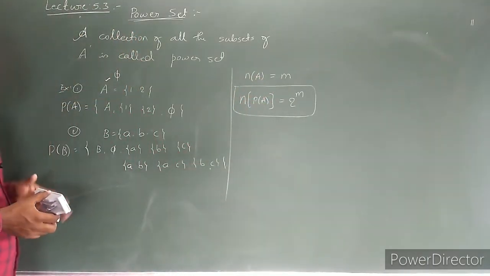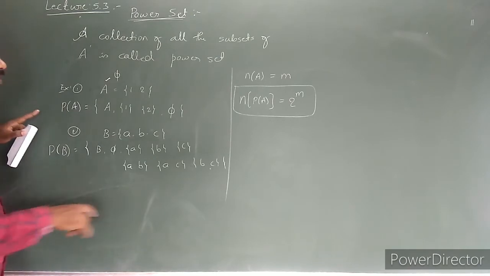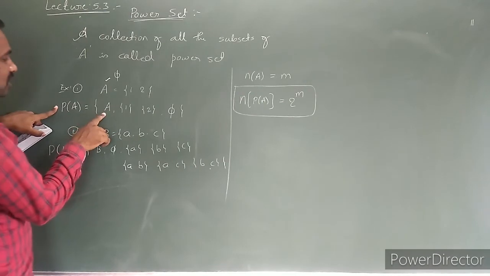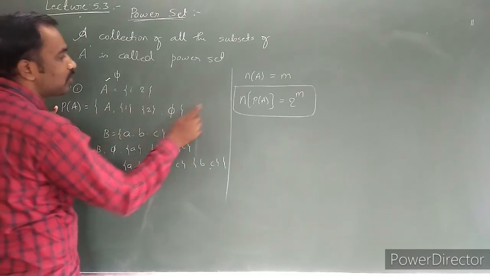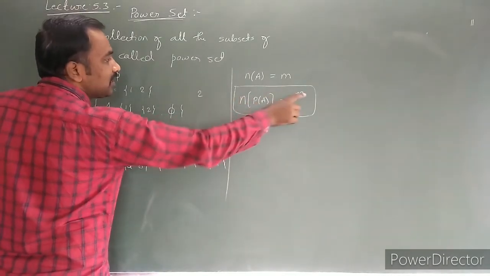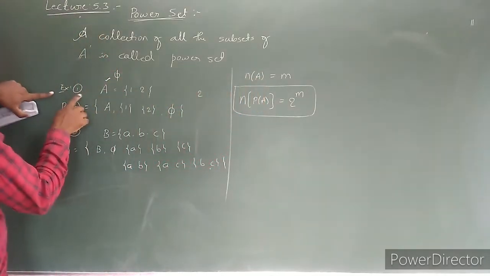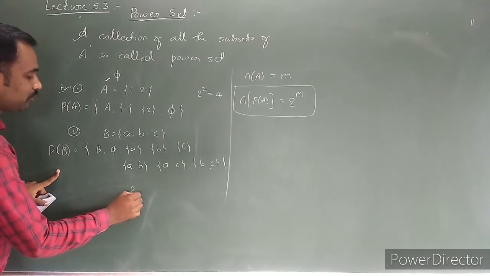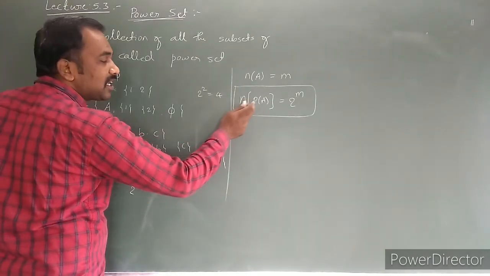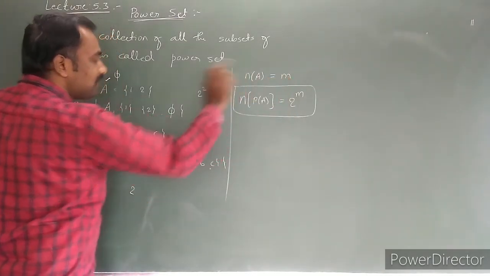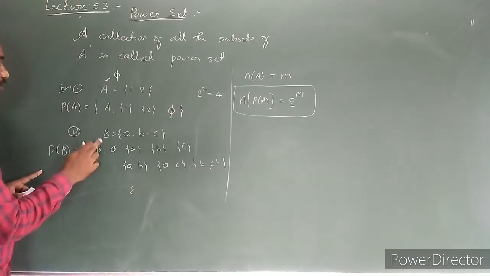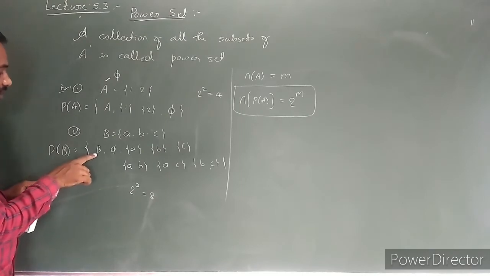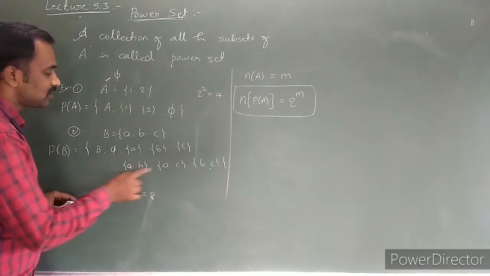Come to the previous two examples. I need to find the number of elements present in a power set. How many elements are present in the power set? 1, 2, 3, 4. The formula is 2 power m, where m is the number of elements in set A, which is 2. 2 squared is 4. Come to this one: n of P of B is 2 power m, where m is n of B. What is n of B? The number of elements in set B is 3. 2 cubed is how much? 8. Got it? 1, 2, 3, 4, 5, 6, 7, 8.